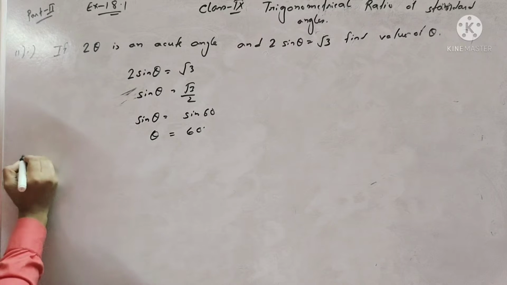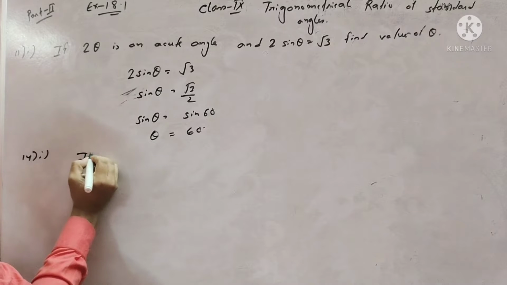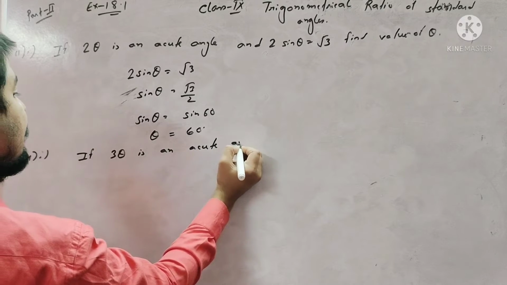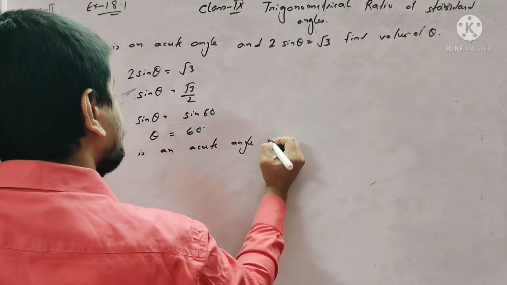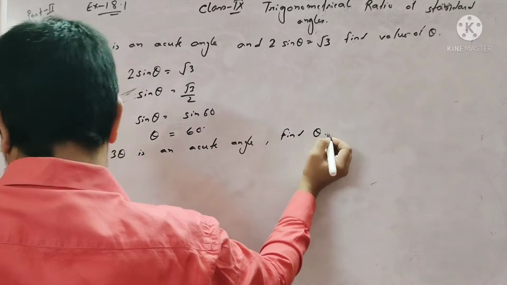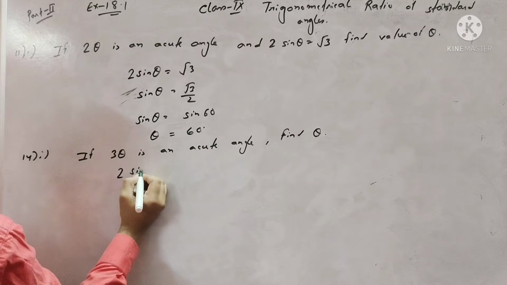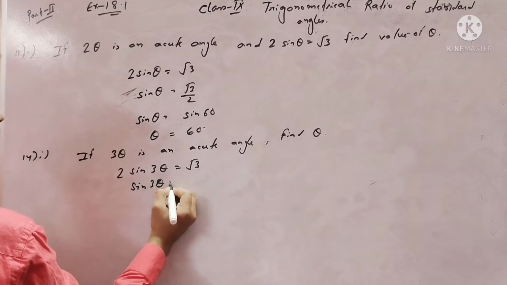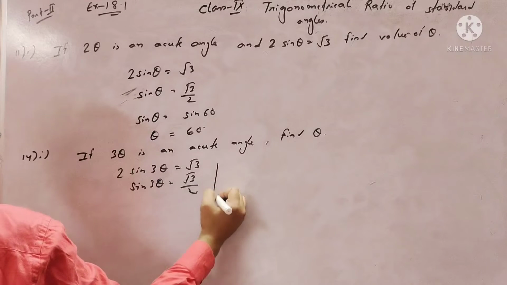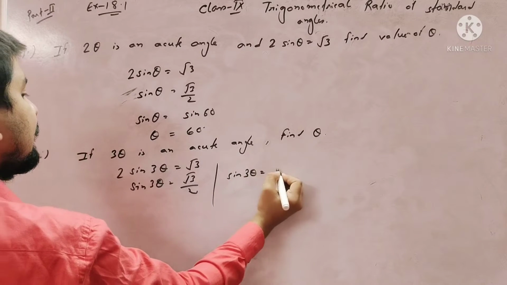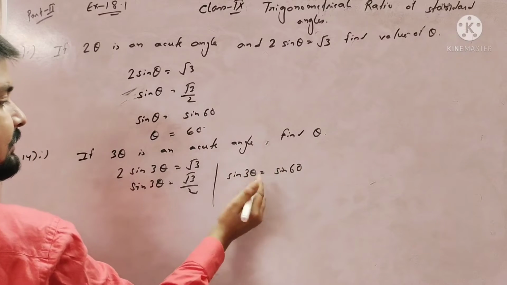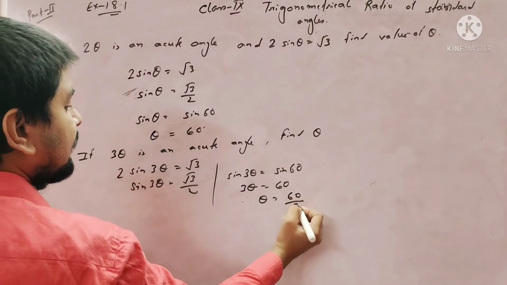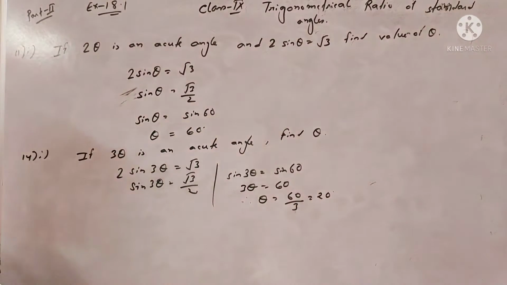For question number 14.1, if 3 theta is an acute angle, find theta. Question given again, 2 sine 3 theta equals root 3. We write sine 3 theta equals root 3 by 2. Sine 3 theta equals sine 60. So sine cancel, 3 theta equals 60 degree. Therefore theta equals 60 by 3, that is 20 degree. Okay.